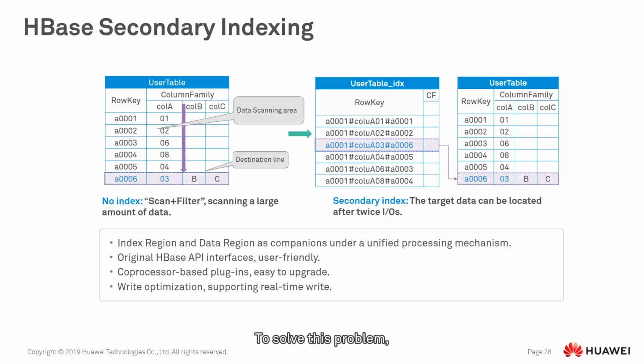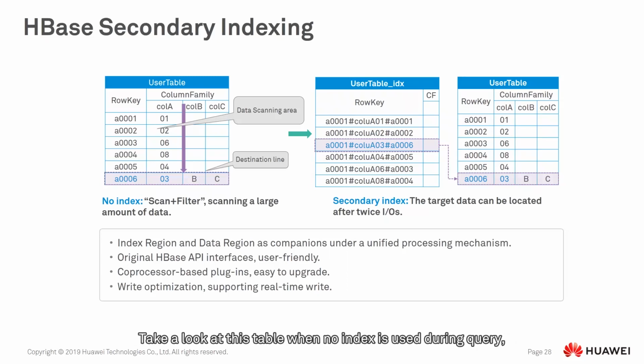To solve this problem, the HBase secondary index is generated. It enables HBase to query data based on specific column values. We make a comparison between noIndex and secondary index. Take a look at this table.